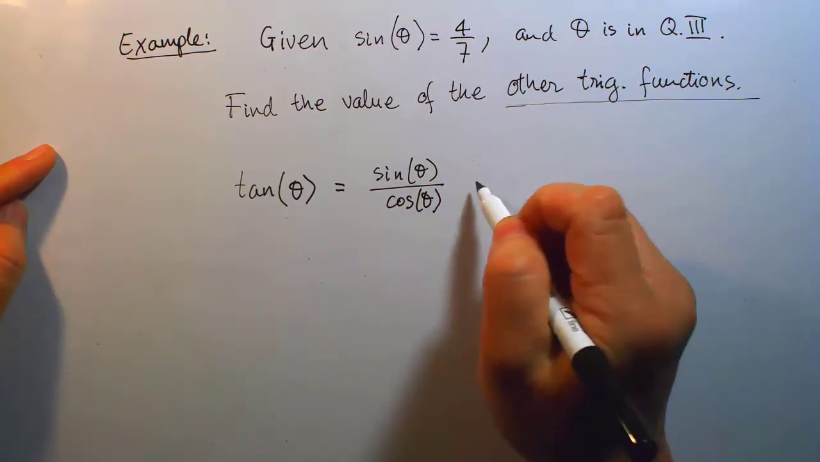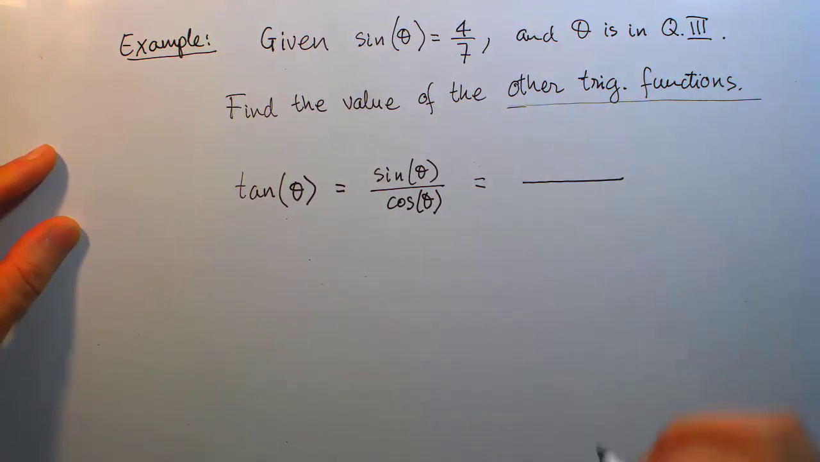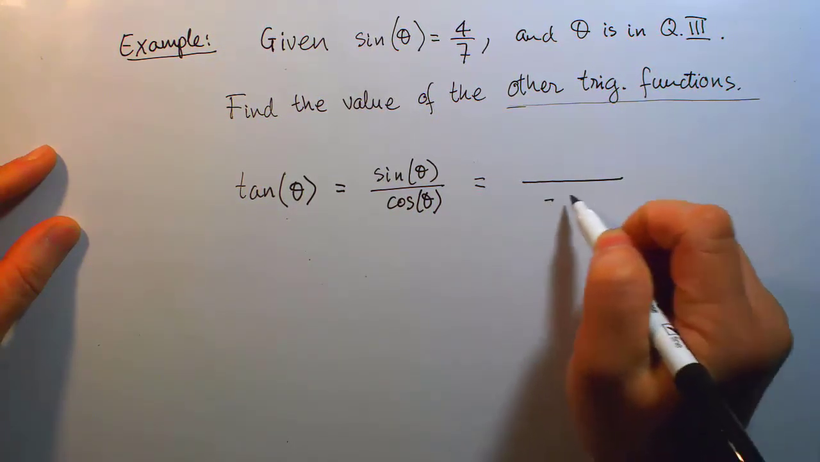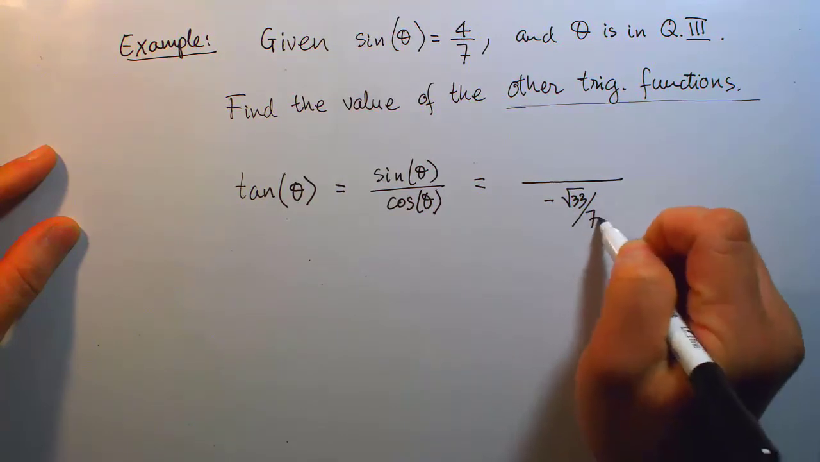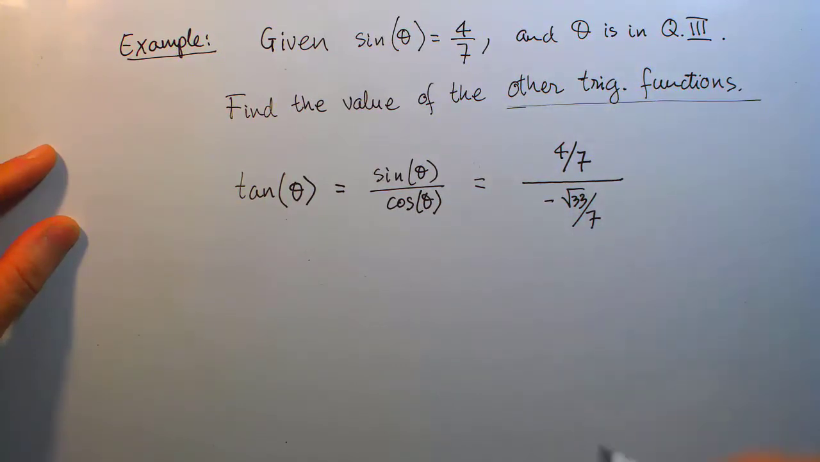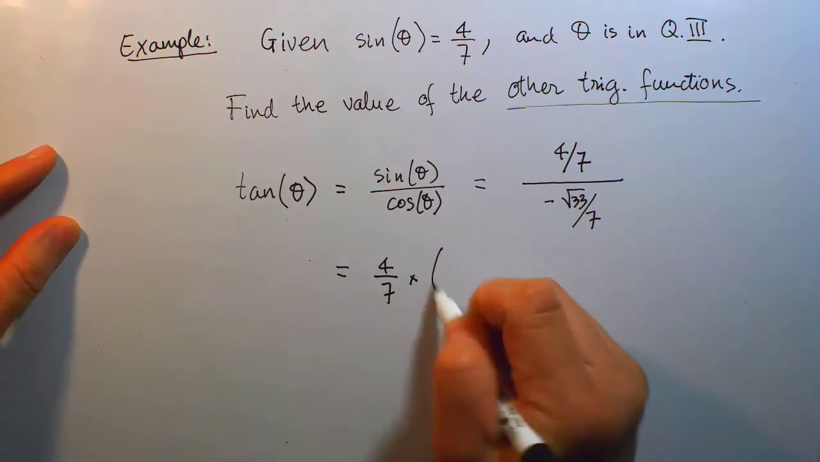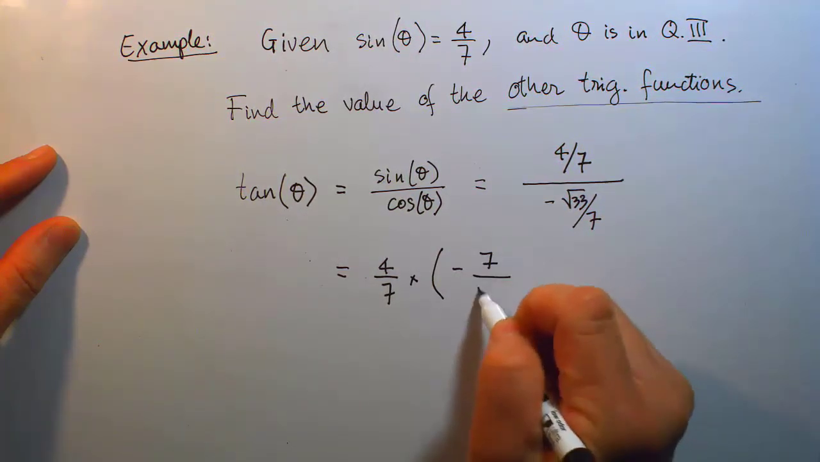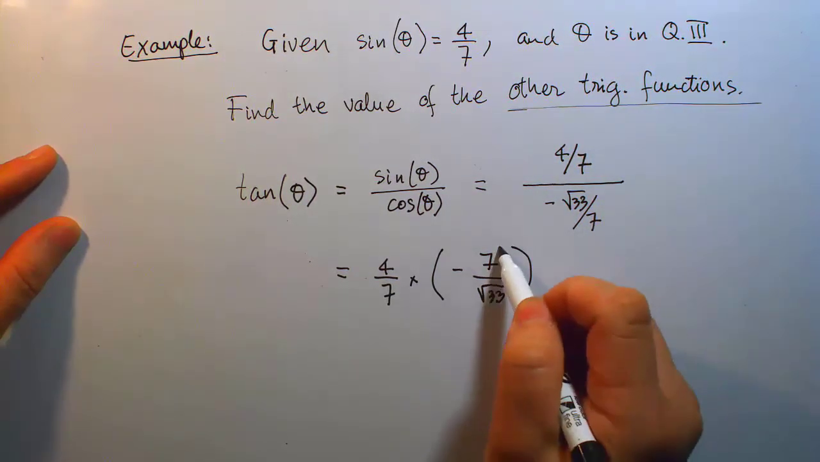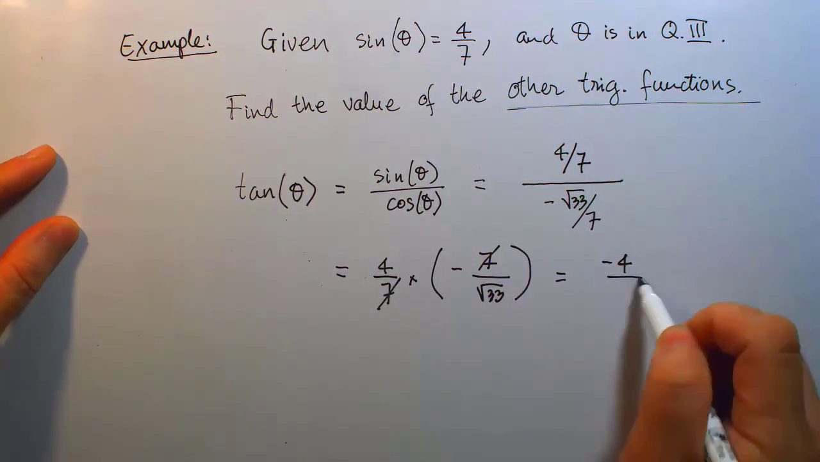So now taking the value of cosine theta we previously found in the earlier step, here we're putting negative square root 33 over 7 in the denominator and putting 4/7 in the numerator. And so that becomes 4/7 times negative 7 over square root 33. And so now the answer, after cancellation, comes down to negative 4 over square root 33.